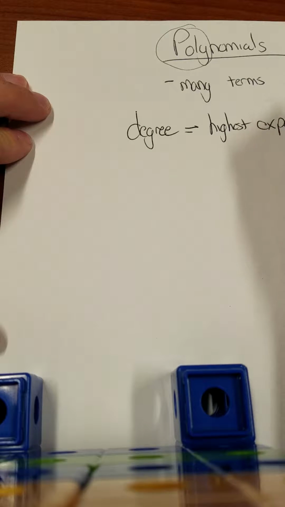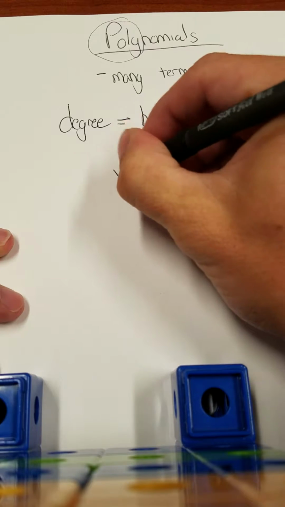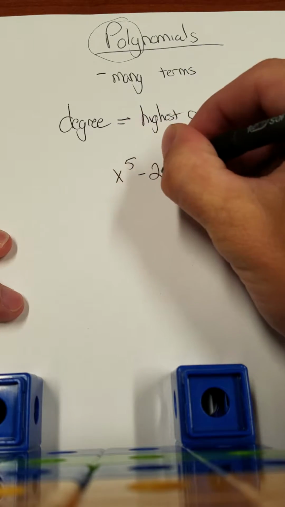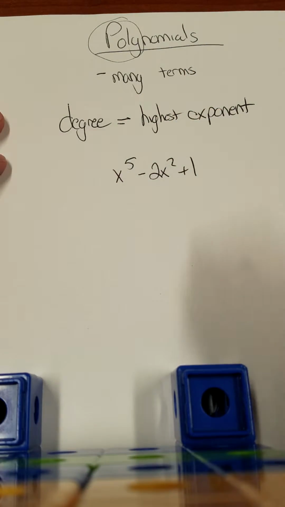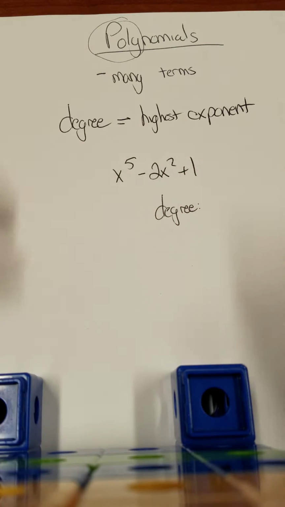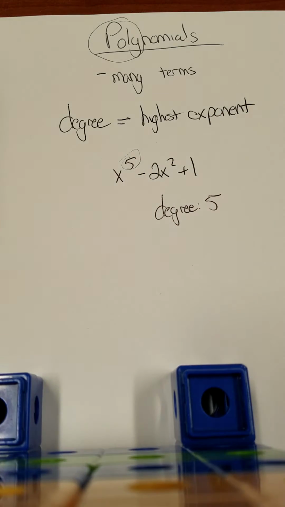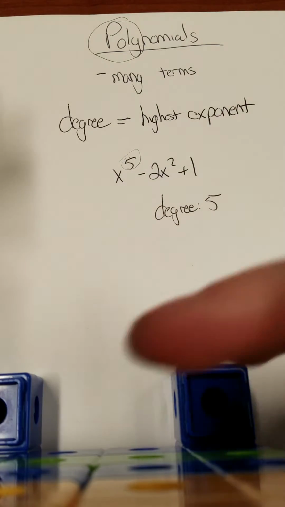Degree simply means highest exponent. So if we have an equation and we're talking about the degree, let's say that our equation is x to the fifth minus 2x squared plus 1. The degree of this equation is the highest exponent, and the highest exponent is 5. So the degree of that would be 5.